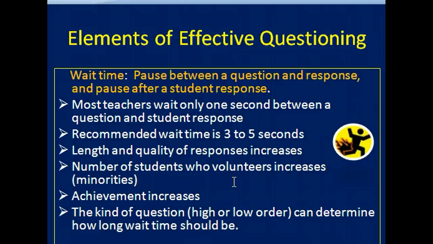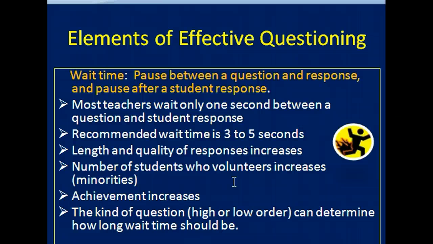Research says that the length and the quality of responses of students increases when wait time is provided. The number of students who volunteer for an answer is most likely to increase when you provide wait time. This is particularly true for minorities. And academic achievement increases when you use wait time. The kind of question, whether you ask a high or low order, and by high order we mean a how or a why, usually a more elaborate response, or a low order question, which is usually a factual response, can determine how long wait time should be.